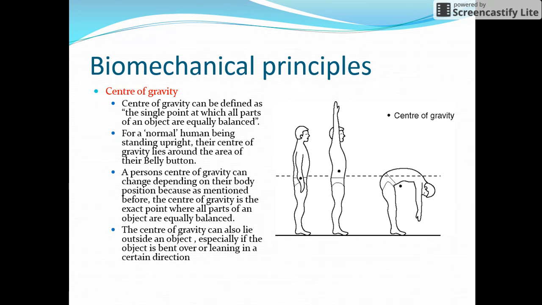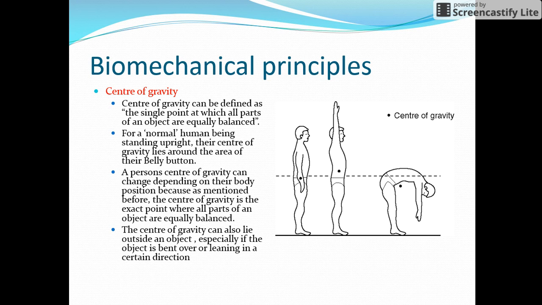Now a person's center of gravity can also lie outside their body. So he's bending over and you can see the center of gravity just lies outside his body. A good example of this is the Frisbee flop. Okay, when you're doing the Frisbee flop in high jump, your center of gravity lies outside of your body.